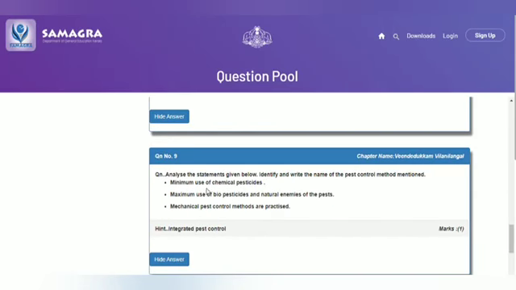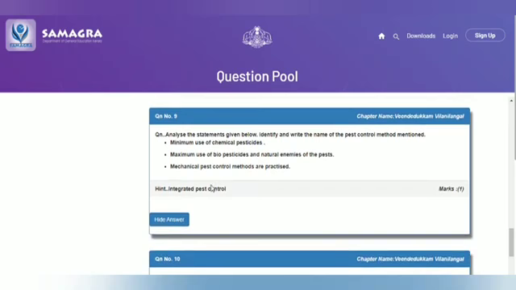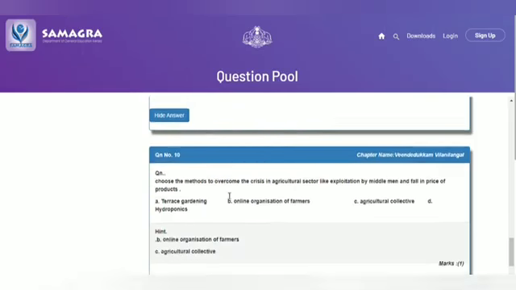Analyze the statement given below and identify and write the name of the pest control method mentioned. First, minimum use of chemical pesticides, maximum use of natural enemies of the pest. Mechanical pest control methods are practiced. So the method is integrated pest control.